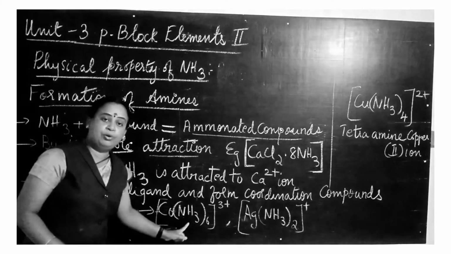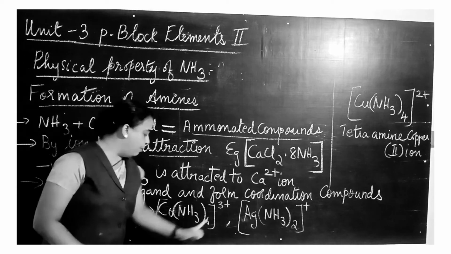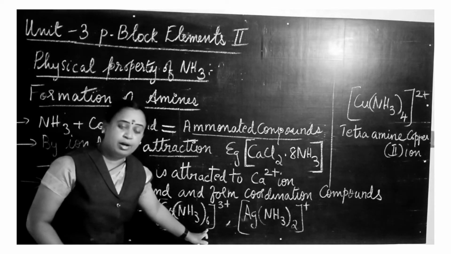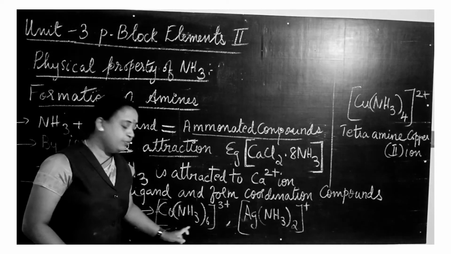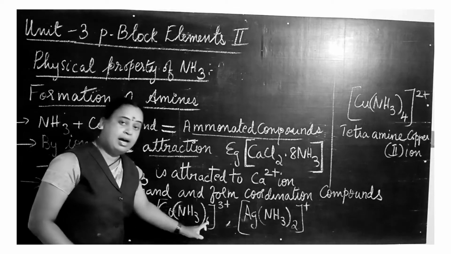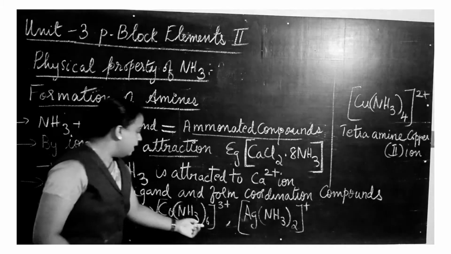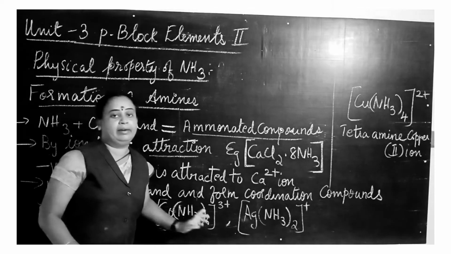Since ammonia combined with cobalt and formed the coordination compound, the name of this compound is hexaammine. 6 ammonia groups are there, right? So for that reason 6 means hexa. In coordination chemistry, for ammonia we call it ammine. Hexaammine cobalt 3 ion.